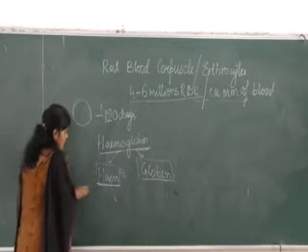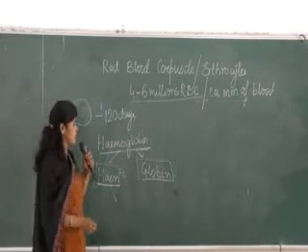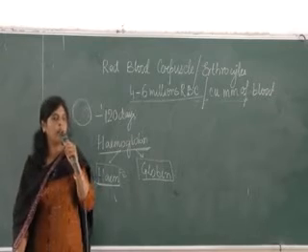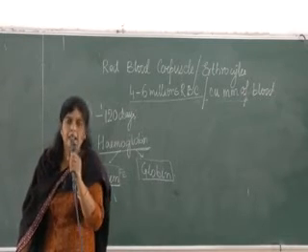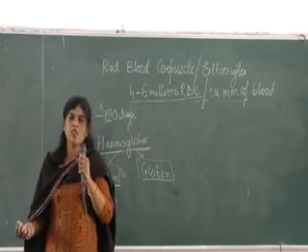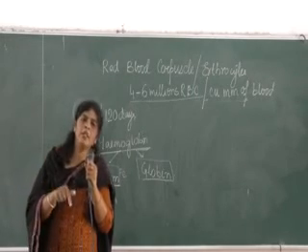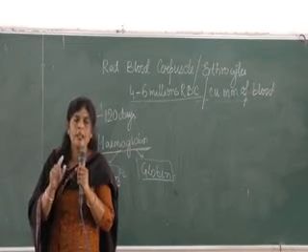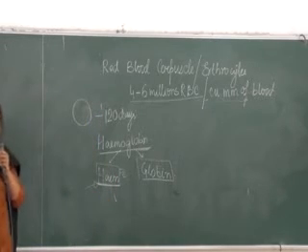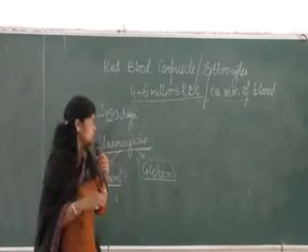Oxygen comes and binds to the heme molecule, not to the globin. So one hemoglobin molecule can carry 4 molecules of oxygen. 4 protein chains, each protein chain containing 1 heme. Each heme is responsible for carrying 1 oxygen. So approximately 4 oxygen molecules are carried by each hemoglobin molecule.